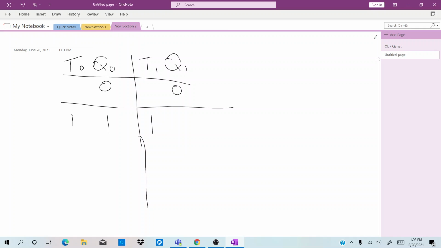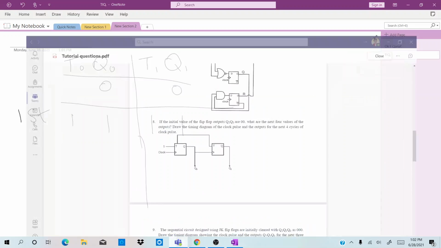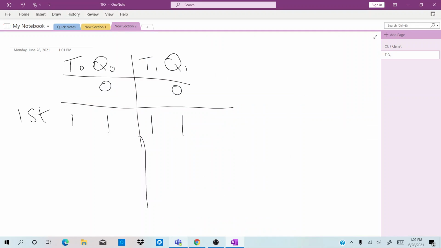So what we have to do is complement or invert 0, which is 1. So now this is the first cycle. In the question they have asked for 4 cycles, so we have to find the next 3 cycles. Again the 1 is given to this and this. So for all of them the input of T1 and T0 is going to be 1. It's not going to change.